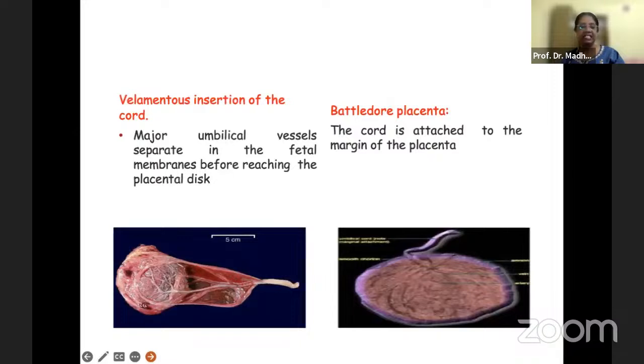What is the developmental insertion of the cord? That is, the umbilical vessels, as you can see here, traverse the fetal membranes and then reach the placenta. The main thing here is that when you rupture the membranes, if these vessels are torn, then the baby can get exsanguinated. These babies also are smaller than normal. The battledore placenta is on the right side. The cord is attached to the margin of the placenta. This also contributes to a smaller baby.